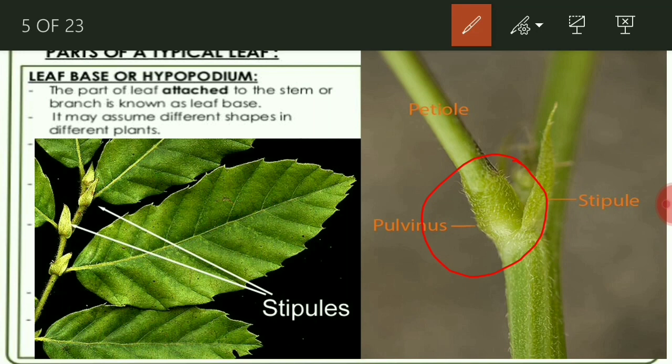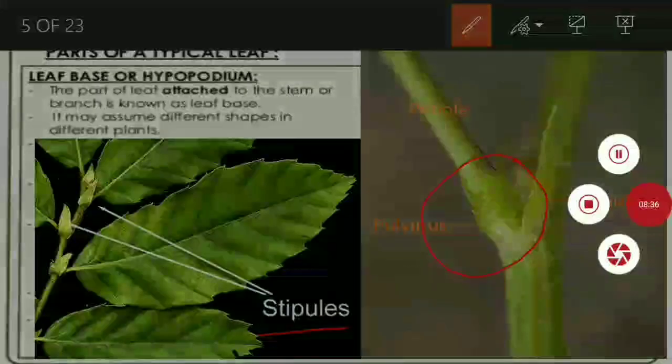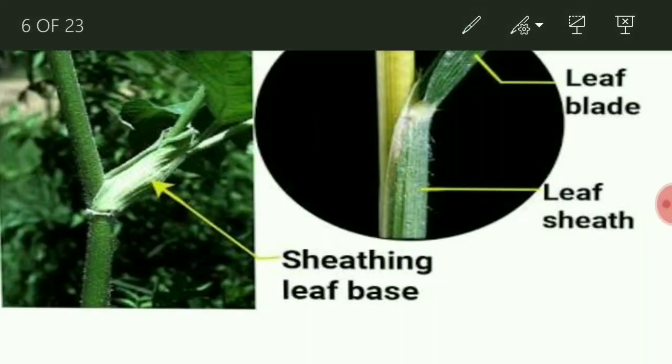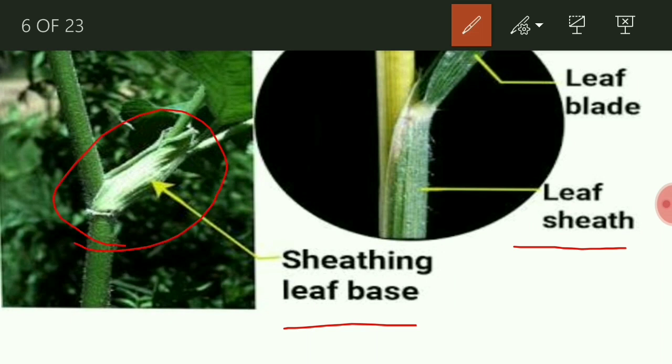In some plants, the leaf possesses a pair of lateral outgrowths called stipules. अगर stipules present है, then it is called stipulate leaf, and if the leaf is without stipule, it is called exstipulate leaf. Stipules are normally protective in function. In some plants like grasses, the leaf base is broad and it surrounds the stem as an envelope called sheathing leaf base. In this picture, you can see the stem is surrounded by the leaf base.